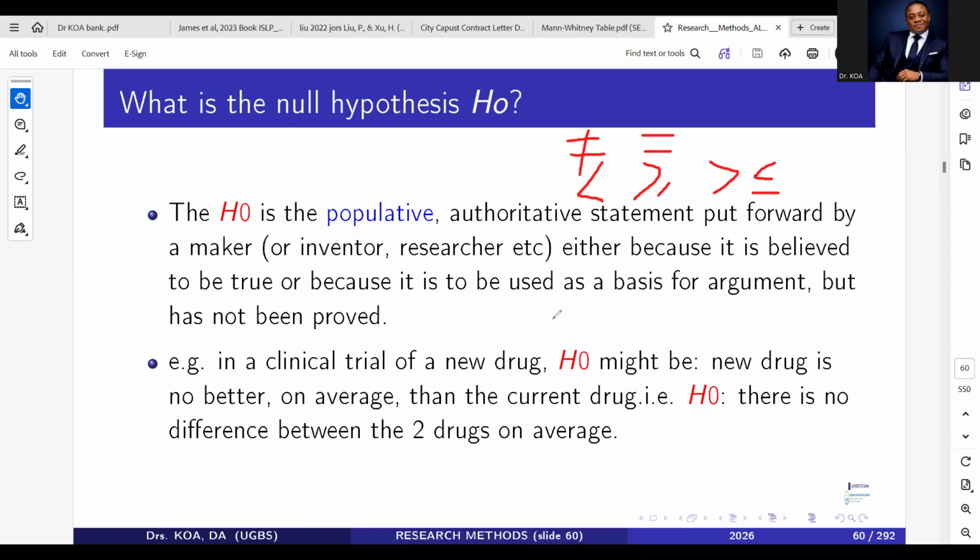So the first step in hypothesis testing is to formulate the null and the alternative hypothesis. That is the first step. The second step in hypothesis testing is to find the test statistic and the critical value.